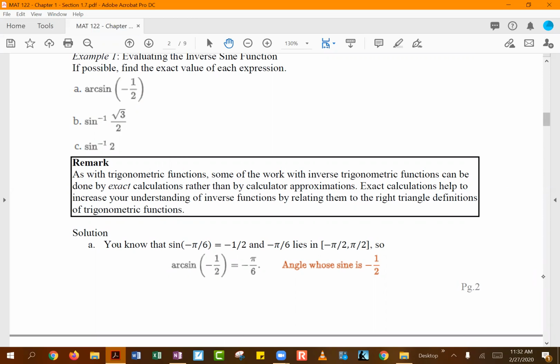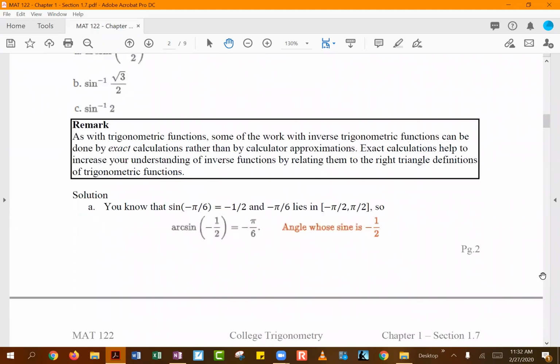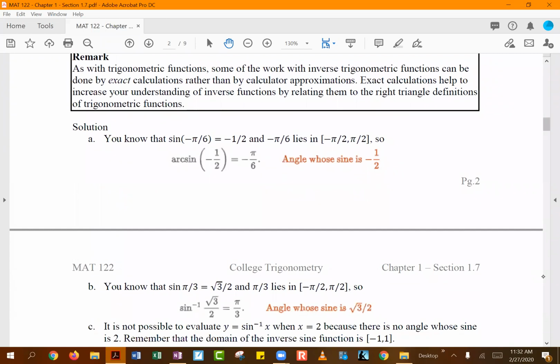So what they're basically saying here is, don't be dependent on your calculator, because if you're looking for exact answers, your calculators are more than likely to give you approximate answers, right? Because there'll be decimal approximation. So they're saying exact calculations help to increase your understanding of inverse functions by relating them to those right triangle definitions we had looked at in the first part of this chapter.